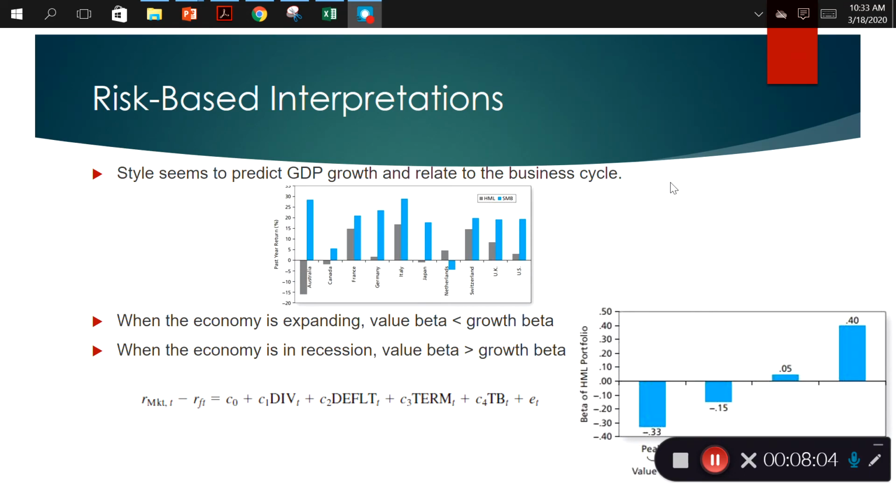The next paper, which I believe is one that one of you guys will be presenting, also tries to tie this in. So it says, when the economy is expanding, they find that value betas underperform growth betas, and when the economy is contracting, when it's in a recession, value betas are greater than growth betas. And that's what we're seeing in this picture. So they try to tie the average return premium on value portfolios to risk premiums, and their approach is based on conditional CAPM.